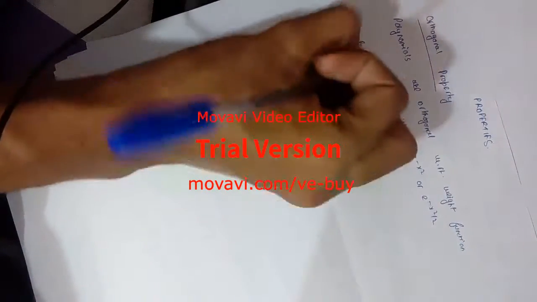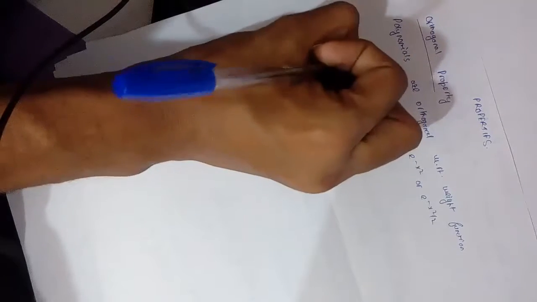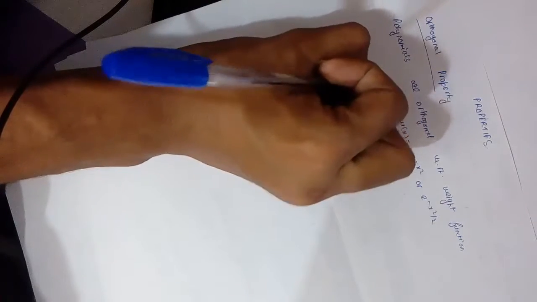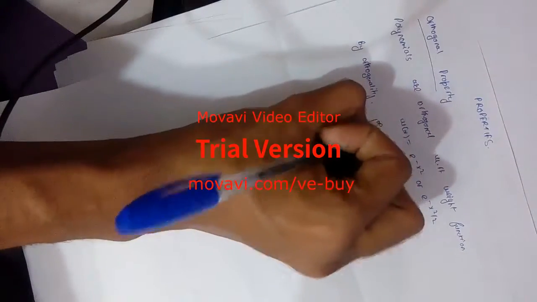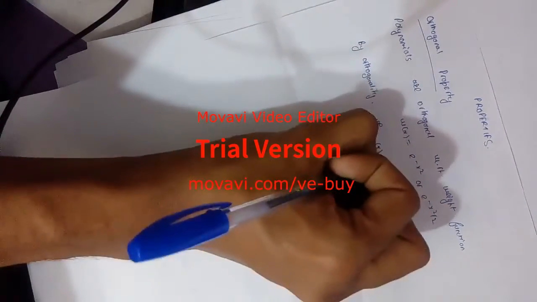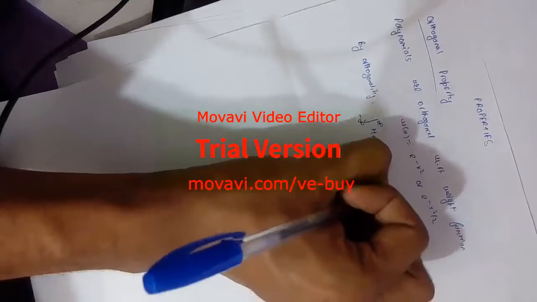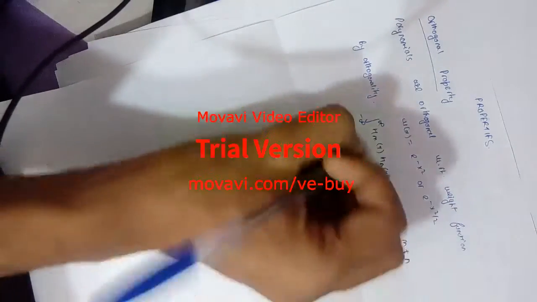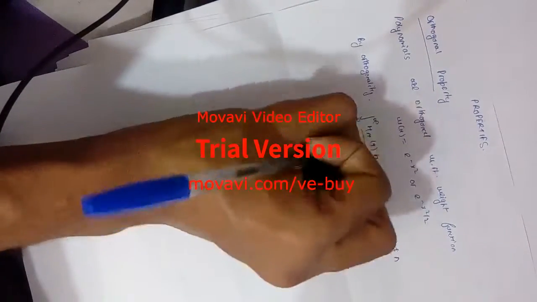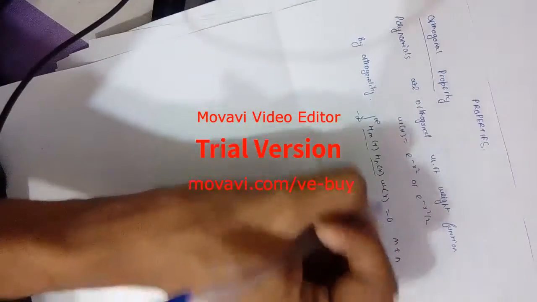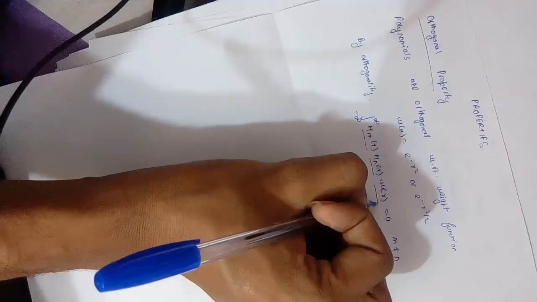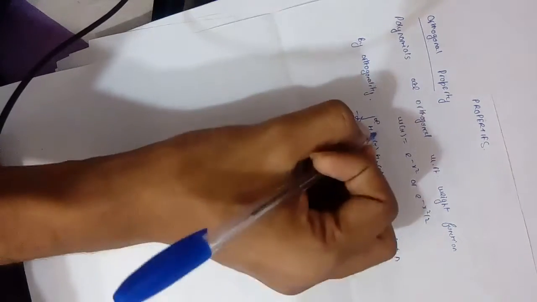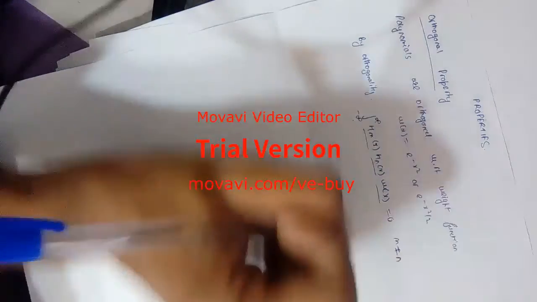By orthogonality, I mean integral of hmx, hnx, wx equals 0, where m is not equal to n. That is, the integration of hmx and hnx multiplied with wx from minus infinity to infinity equals 0, where m is not equal to n.